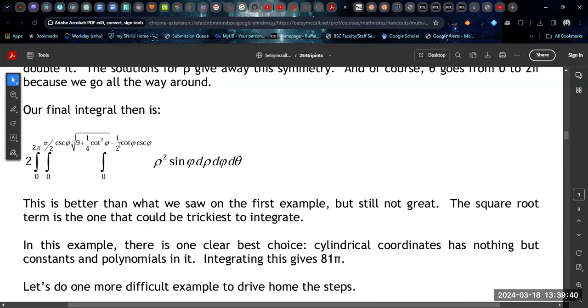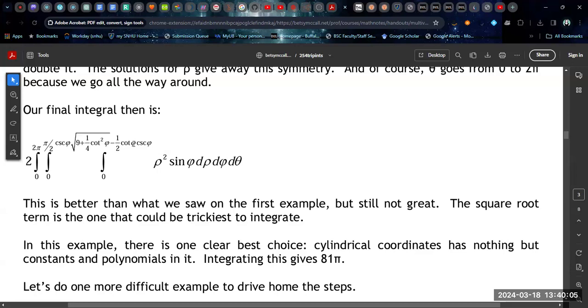And then my limit is this monster, my upper limit for rho. If I integrate rho here, I'm going to get rho cubed, and then I'm going to have to plug in this crazy contraption and cube it. So we're not going to do that.